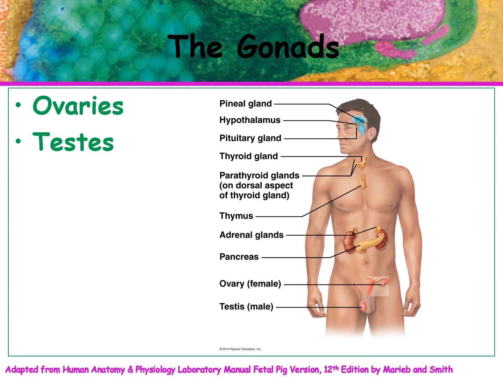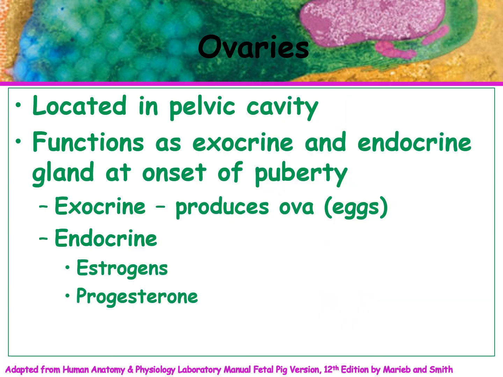And now we finally move on to the gonads. So the gonads consist of our ovaries and testes, ovary in the female, testes in the male. And these are responsible for producing our gametes, the egg in the female, sperm in the male. So we'll talk about the ovaries first.